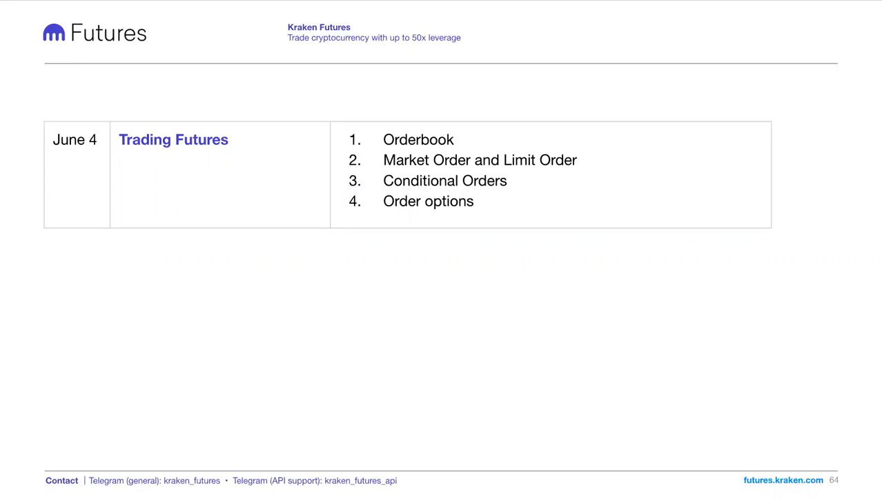And we'll do order options. So these are maker only, reduce only orders options. So we'll show you basically every feature and function of trading on the platform. So let's start going through some questions.